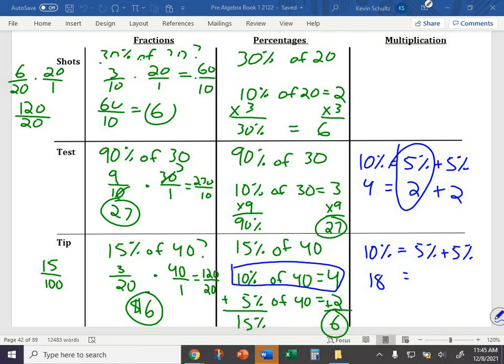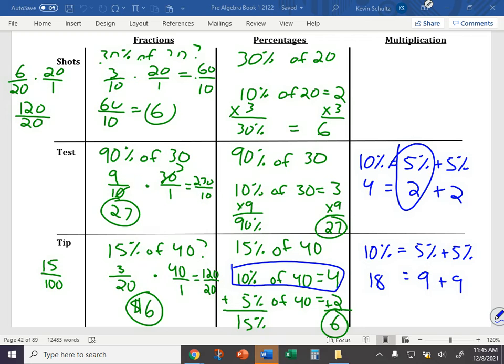Well, 10 plus 10 equals 20. We have to get to 18. These 2 numbers here have to add to be the value of what 10% is. If 5% plus 5% is 10%, and we know that 10% is 18, then these 2 numbers have to add to be 18. And they have to be the same. So what would that be? 9.